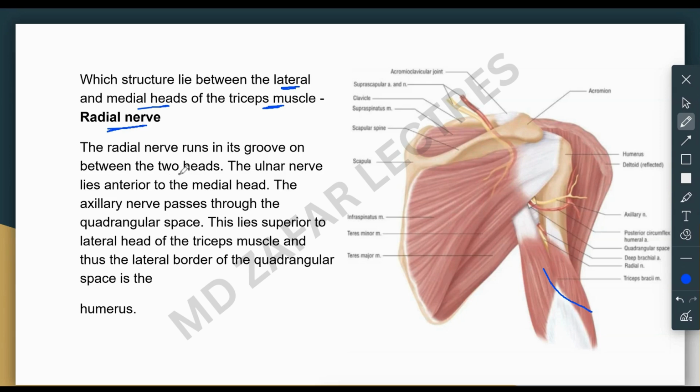The ulnar nerve lies anterior to the medial head. The axillary nerve passes through the quadrangular space, which lies superior to the lateral head of the triceps, and it makes the lateral border of the quadrangular space. Now it is important to remember which nerve is passing through which area.